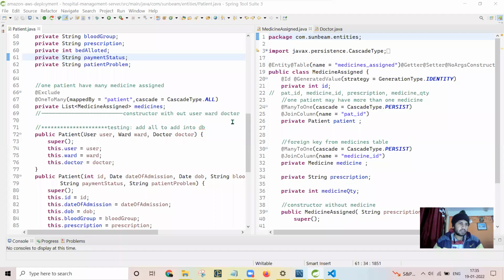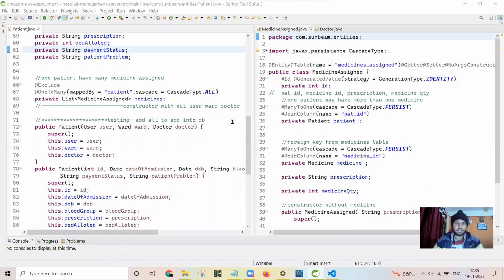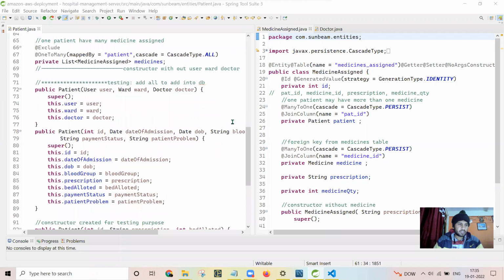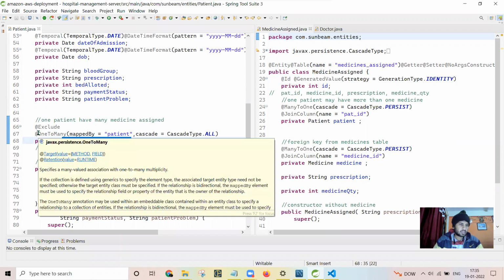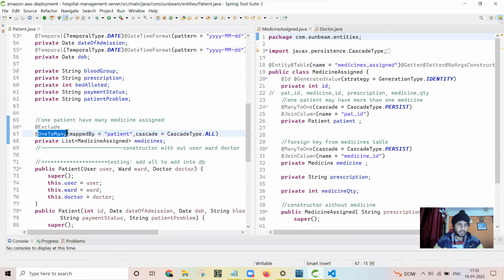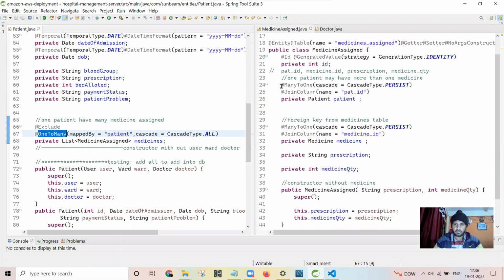Now let us have a look at the patient entity, which is implemented in Spring Data JPA. A patient will be having a list of medicines which are assigned to it. I have mapped this using a one-to-many relationship, as one patient may correspond to many medicines. You can have a look here.